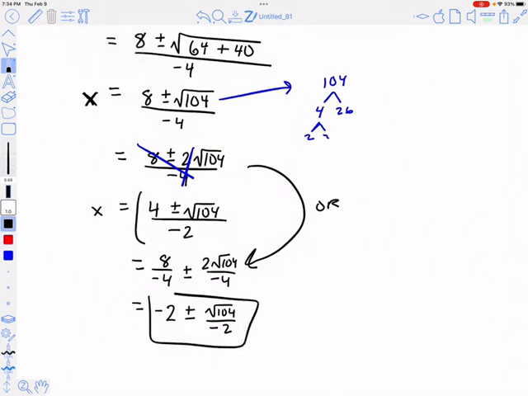Oh, sorry, not that one. Oh, sorry, I made some mistakes all the way down here. I forgot to change this 104 to a 26.